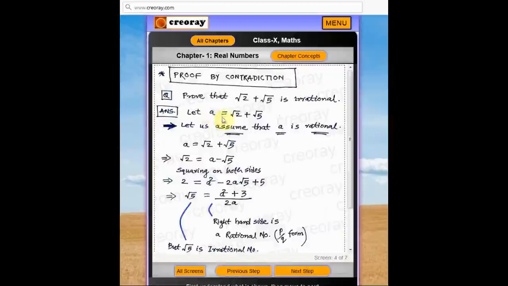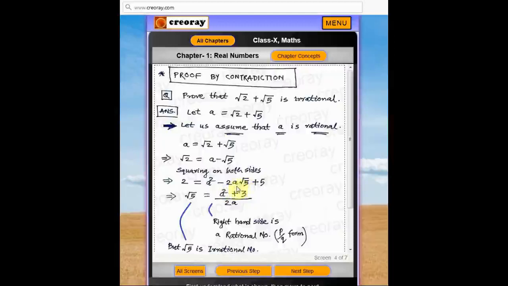Let A equal whatever is given in the question: square root of 2 plus square root of 5. Now here's the important step. Let us assume that this A is rational. So A equals square root of 2 plus square root of 5. Square root of 2 equals A minus square root of 5. Then square it. After squaring we'll get 2 equals A square minus 2A root 5 plus 5.